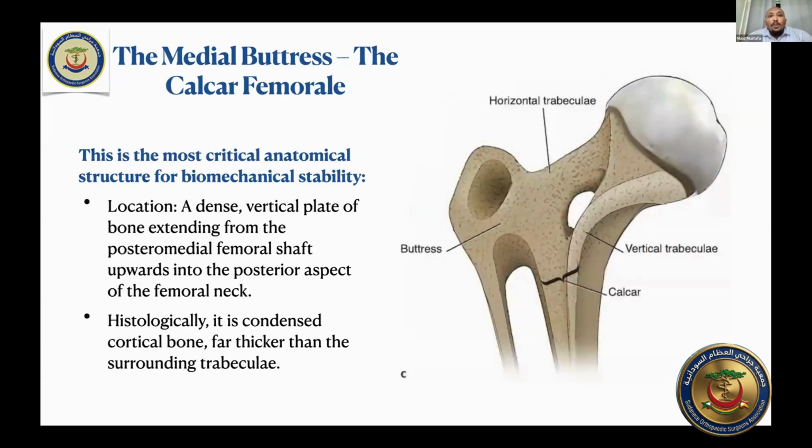What are the pillars of the intertrochanteric region? We have the medial and lateral pillars. The medial pillar consists of the calcar femorale, which is the most critical anatomical structure for biomechanical stability. It is located medially, a vertical blade of bone extending from the posteromedial femoral shaft upward to the posterior aspect of the femoral neck. Histologically, it's condensed cortical bone, not like the surrounding trabeculae. It's far thicker than it.